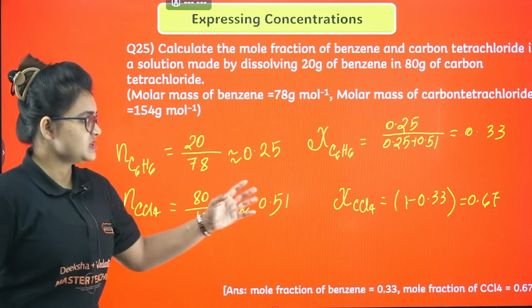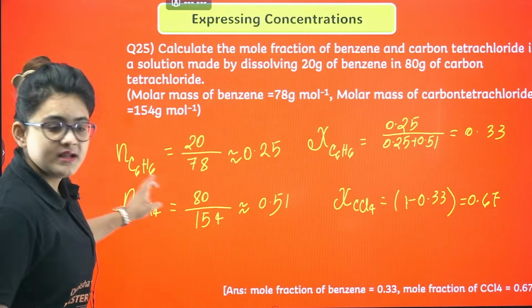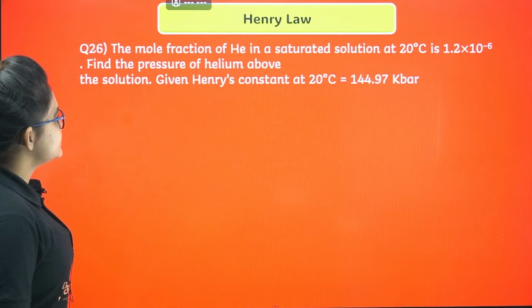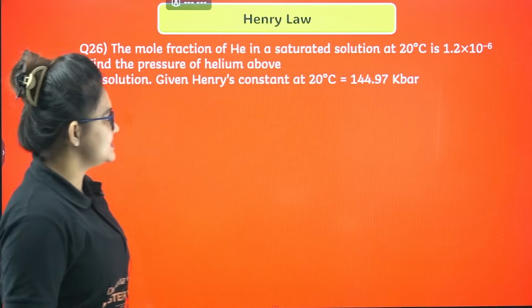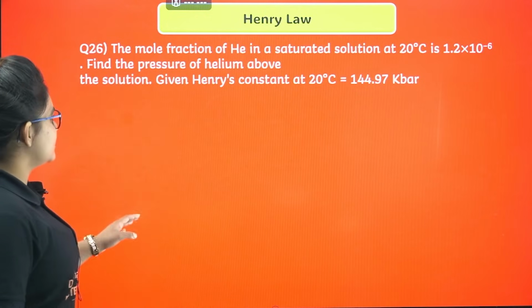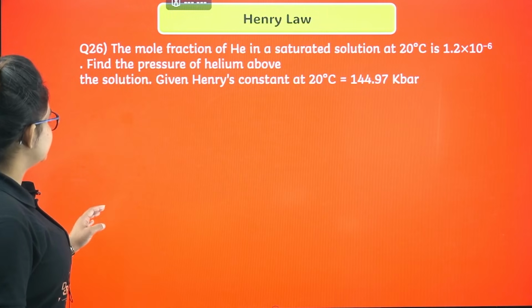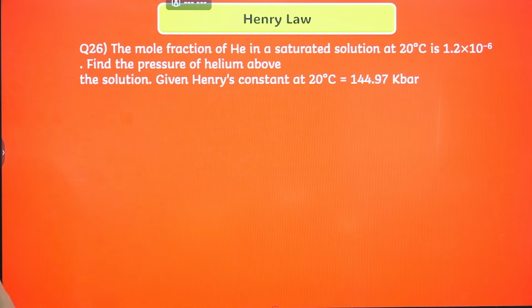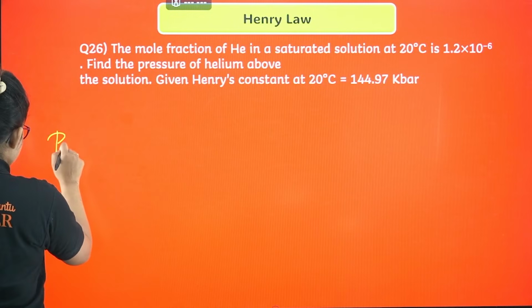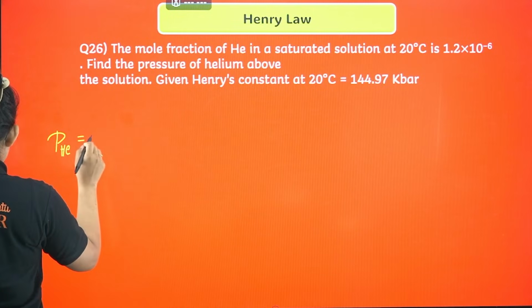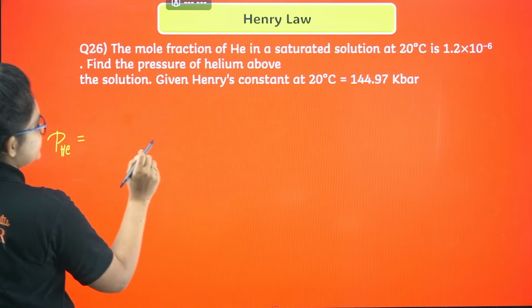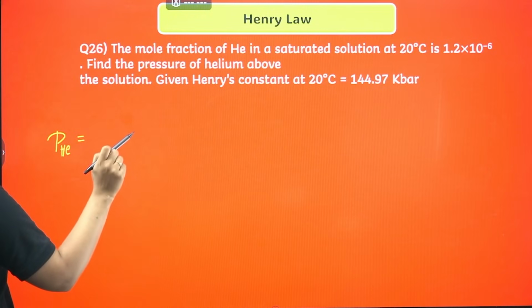It's direct, you just have to find the mole fraction. Okay, let's proceed. The mole fraction of helium in a saturated solution at 20 degrees Celsius is given. Find the pressure of helium in the above solution. Henry's constant is given. So here the pressure of helium is basically KH into X.